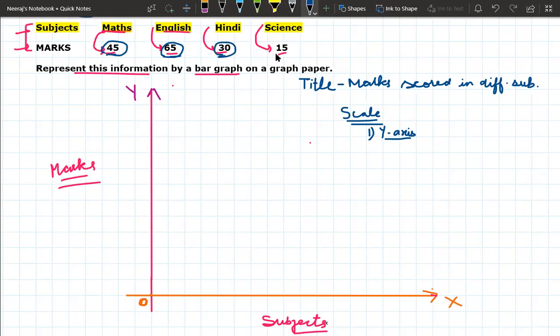You can see that 45, 65, 30 and 15. Here you will have to see the least number of marks and the highest marks. So the least marks are 15 and the highest marks is 65, right? So you have to set the values of the y-axis. On the y-axis you have to use a scale like this, so that it will give you equal spacing between the numbers, right? So here I am going to represent the number 15 because I want to set a difference of 5 in all, right? So here the least value is starting from 15, right? So here I'm setting the value of 15.